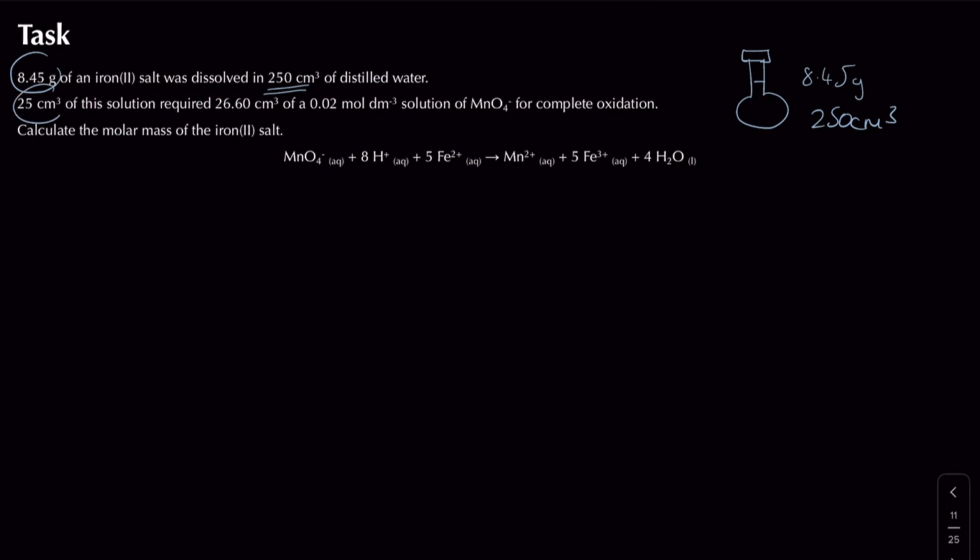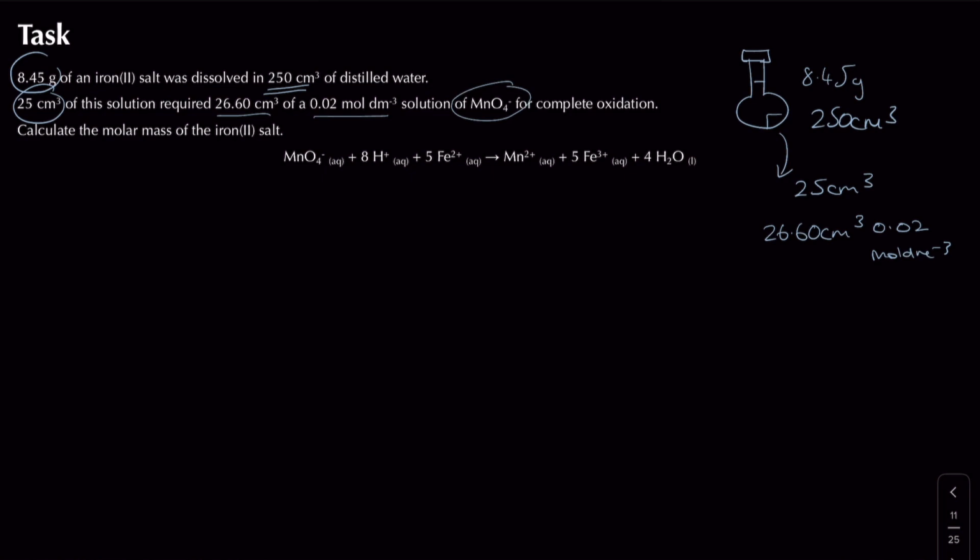Now we're told that 25 centimeters cubed of this solution is going to be taken out, and they're going to put it in a conical flask. So we've taken out 25 centimeters cubed, and we're only going to react that amount with 26.6 centimeters cubed of a 0.02 mole per decimeter cubed solution of manganate itself. So of course we've done the titration, and we ended up with a mean titre value of 26.60 centimeters cubed, and the concentration, which was known, is 0.02 mole per decimeter cubed. I always like to draw these out because it helps me plan out the question, and that's what I've done over here.